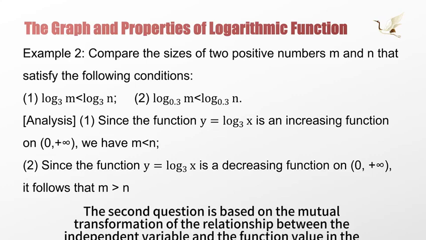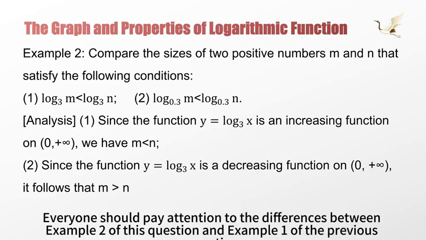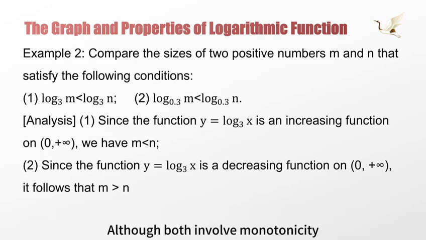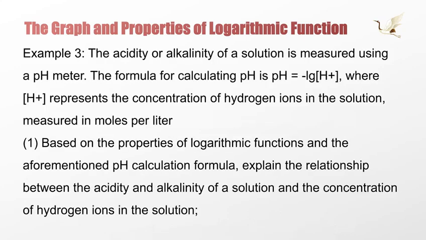The second question is based on the mutual transformation of the relationship between the independent variable and the function value in the monotonicity of the function. Everyone should pay attention to the differences between example 2 of this question and example 1 of the previous question. Although both involve monotonicity, they come from different perspectives, studying from different directions.